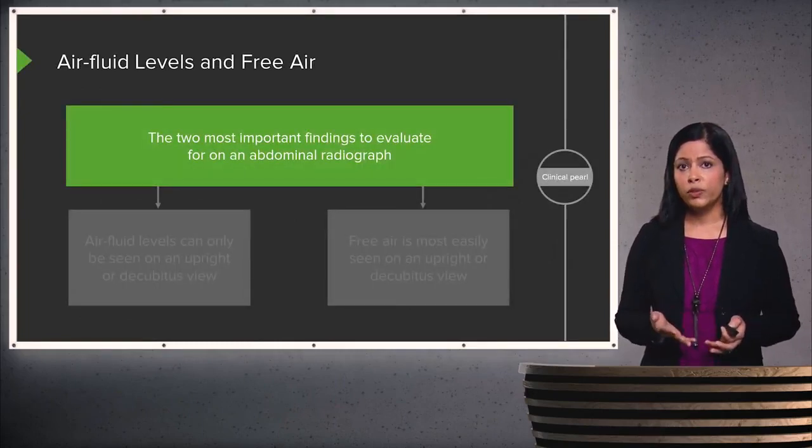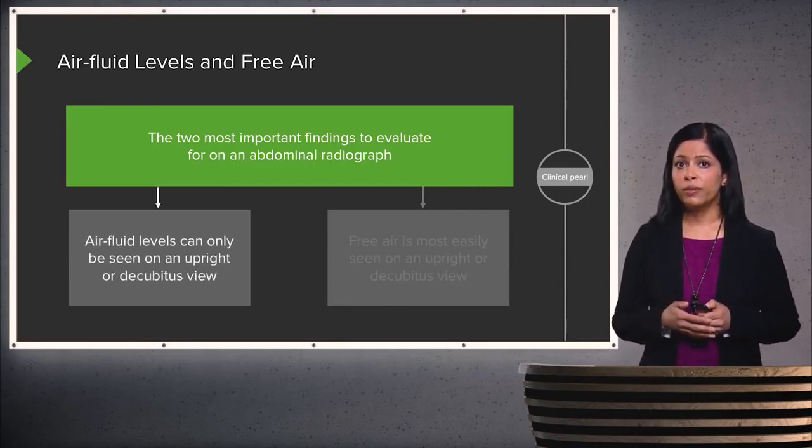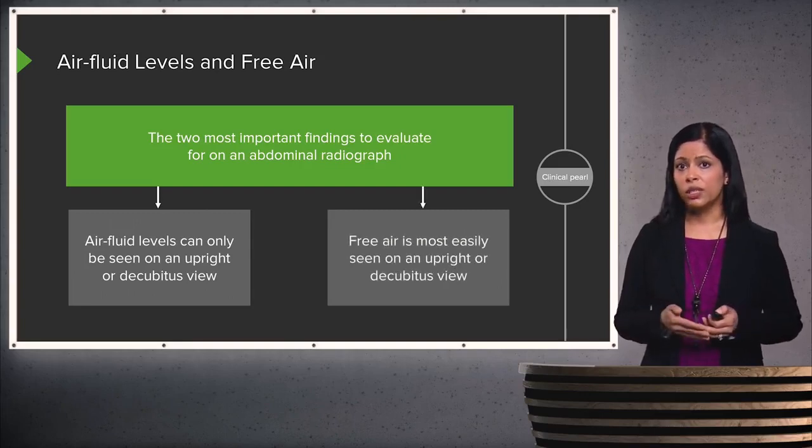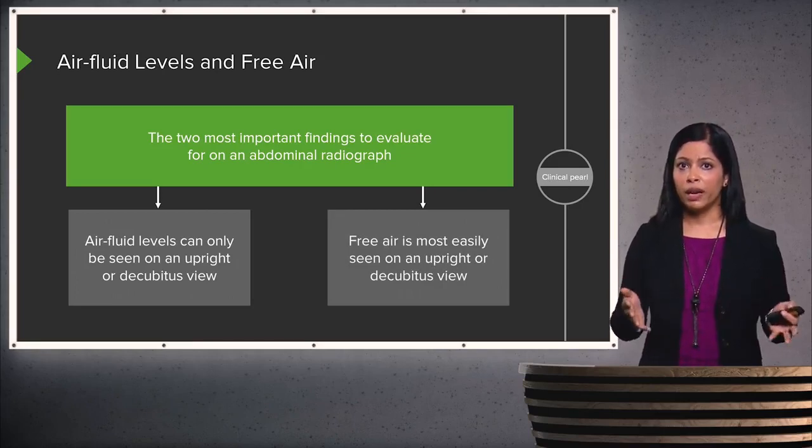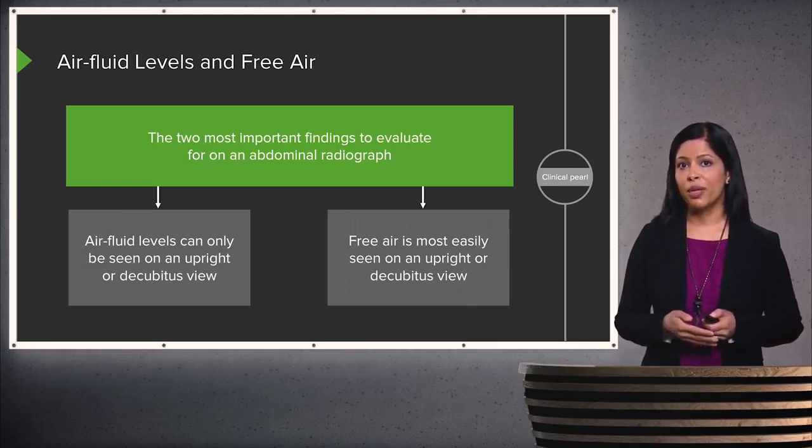So the takeaway points from this lecture, I think, are that you really need to look for air fluid levels and free air within the abdomen. Those are the 2 most important findings, and these are really best seen on an upright or a decubitus view. Free air is most easily seen on these views as well, and it's a finding that you really don't want to miss. So hopefully now that you have the background knowledge of the abdominal anatomy, we can move on to discussing some pathology and the appearance of pathology on an abdominal plain film.